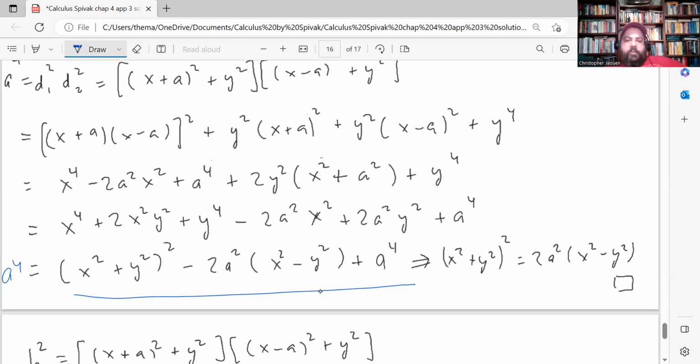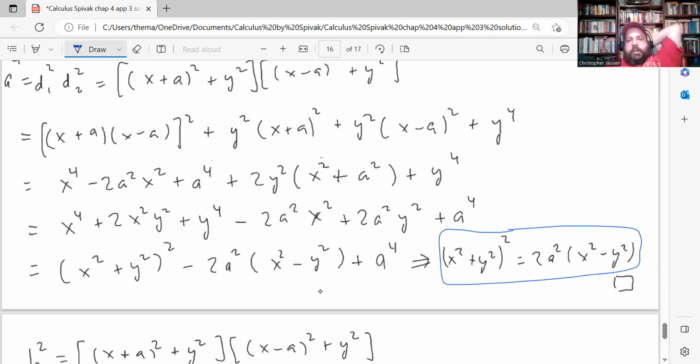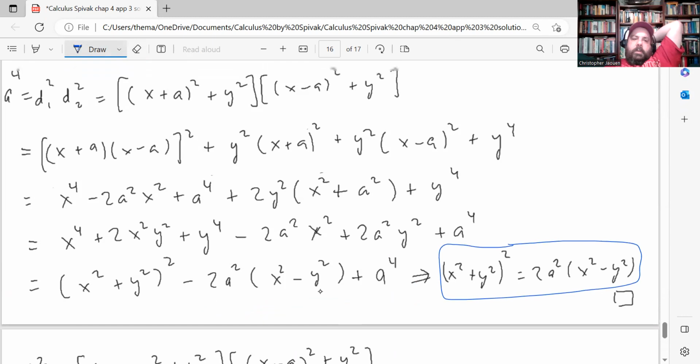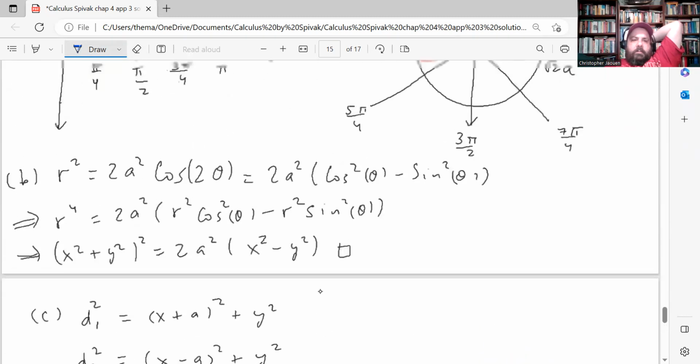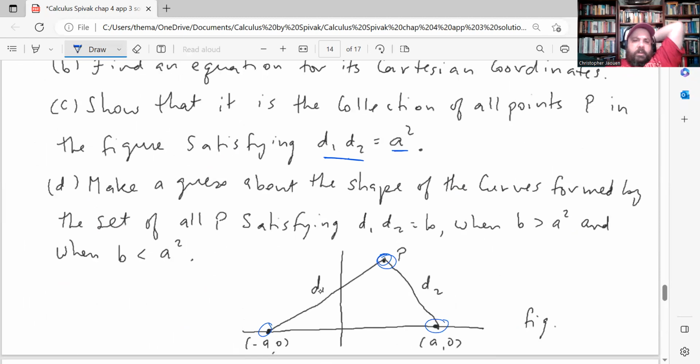And then if you subtract these things from both sides, you end up with this equation here, which, if you notice, is the Cartesian equation for the lemniscate that we derived in the previous part. All right, so that shows that that geometric condition gives you the lemniscate. Okay, that's part C. There's one more part to this question. Make a guess about the shape of the curves formed by the set of all P satisfying D1 D2 equals B when B is greater than a squared and when B is less than a squared.